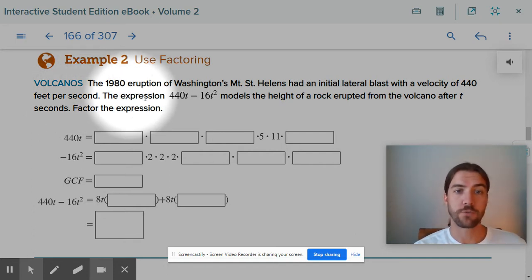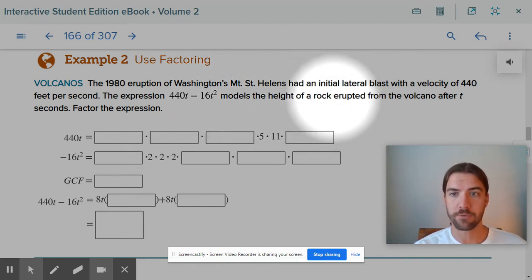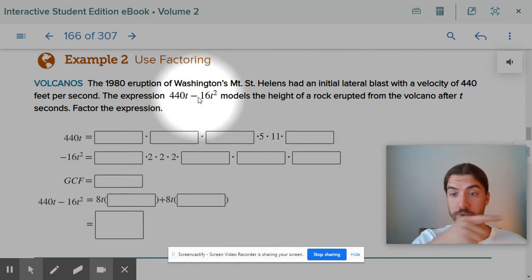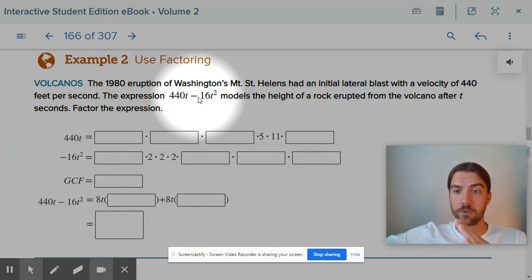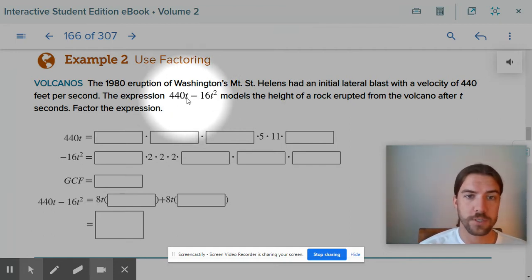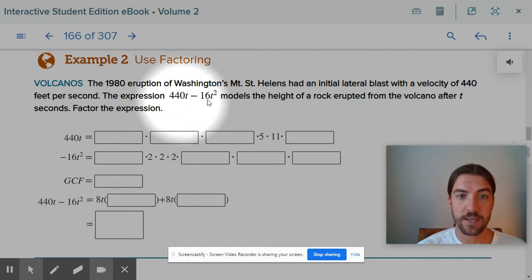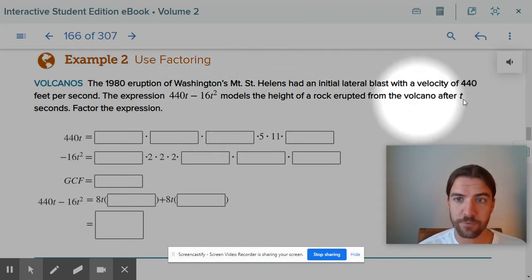Very, very quick. The expression 440t minus 16t squared models the height of a rock erupted from the volcano after t seconds. So if we're not just talking about how fast it's going sideways, we're talking about a rock. You have a volcano and a rock blasts out of it and follows an arc like any falling motion does. The equation 440t minus 16t squared models the height of that rock. If you know how much time has passed, let's say 10 seconds passes, you'll be able to plug that 10 in and calculate how high that rock is at that point in time.